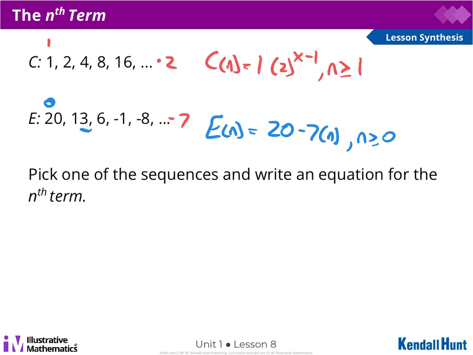Now, if you wanted to write this one, you would write e of n equals 20 minus 7 times (n minus 1) for n greater than or equal to 1. So there's your n minus 1, which looks more recursive. I think this looks too recursive. I like the blue one, but you have to make your own argument.